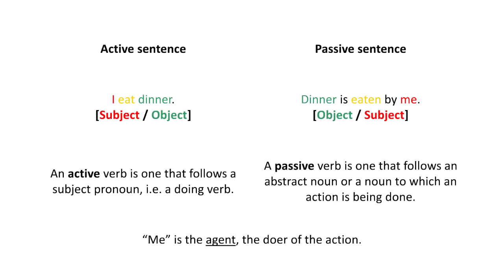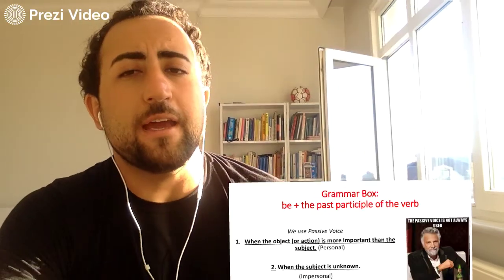A passive verb is the one that follows an abstract noun, a noun which has an action, and that action is being done at the time. So "me" is the agent. We sometimes call it "by blah blah". We call that "blah blah" the agent, the doer of the action.